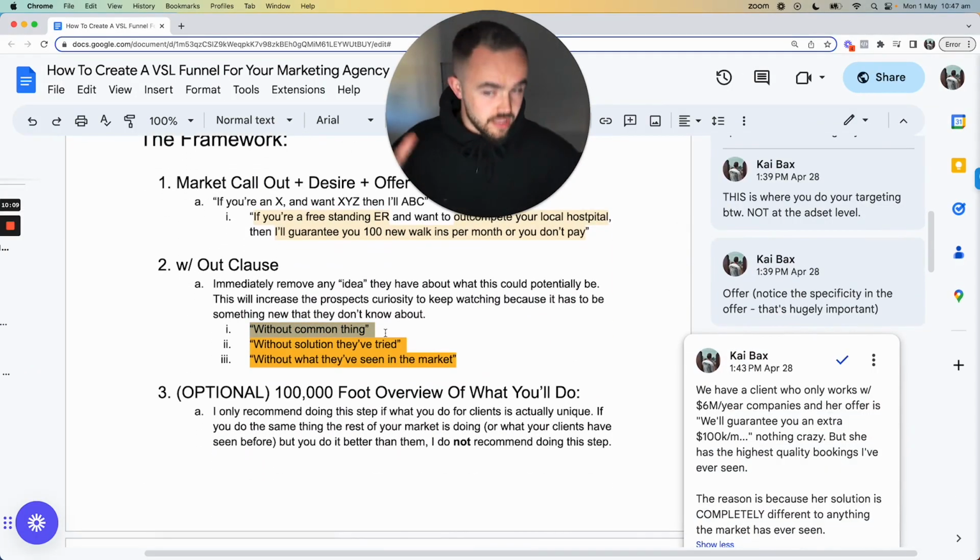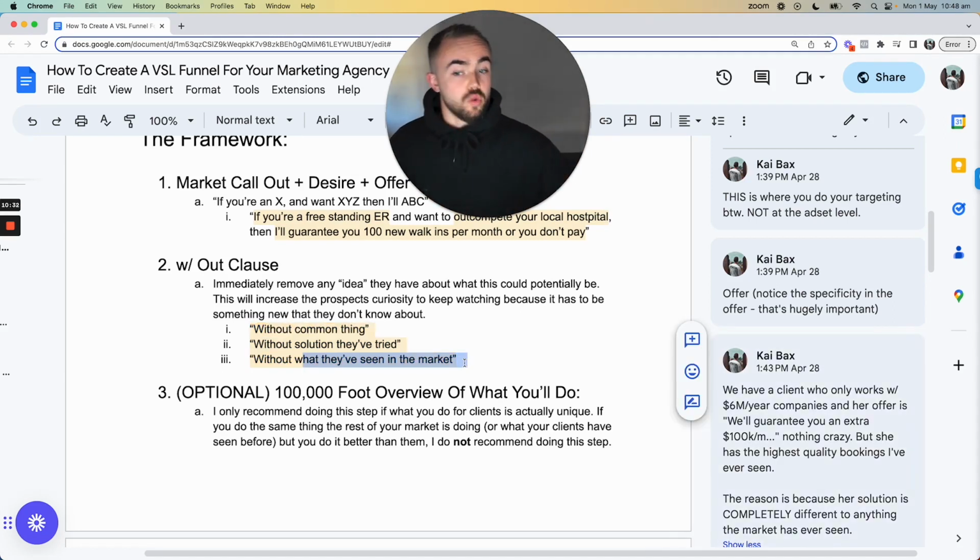So you can say, without a common thing that they've tried, without a solution that they've tried. Maybe it's without lowering your prices, because maybe one of the things in the market is everyone lowers prices to try and get more members. Well, it's without lowering prices. Maybe it's Facebook ads. Everyone's tried Facebook ads, none of it's ever worked: without running Facebook ads. Or without just what they've seen in the market in general being advertised.